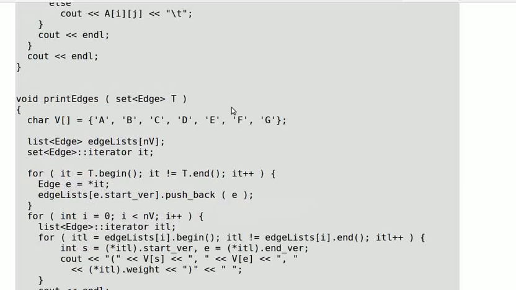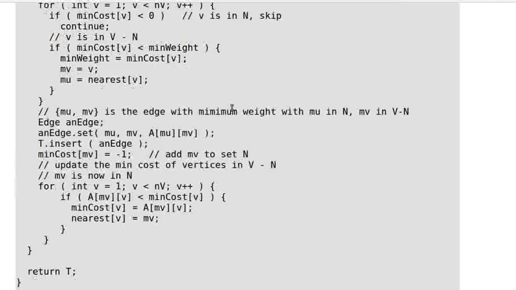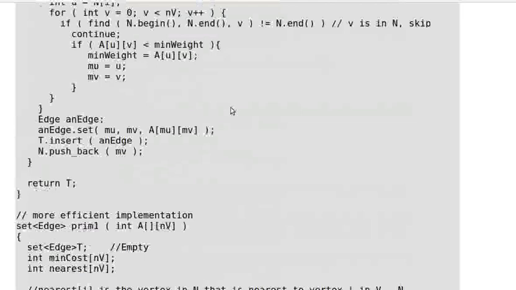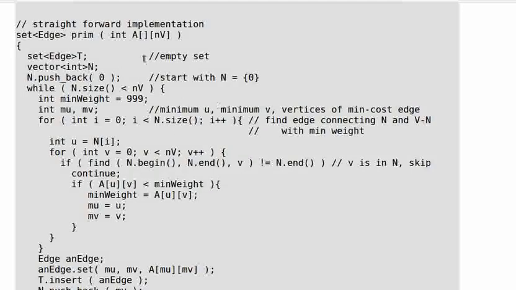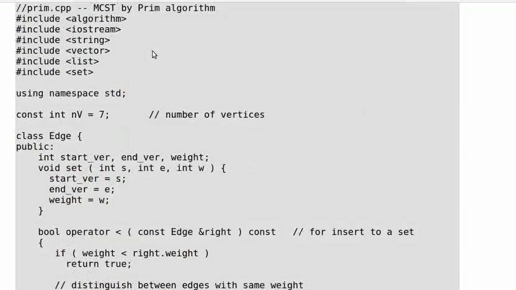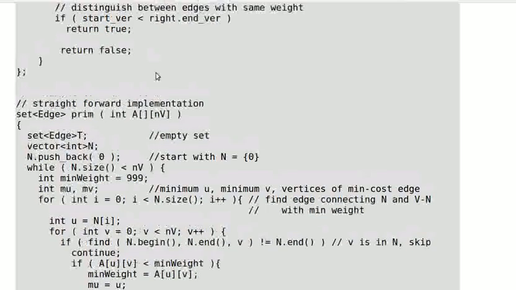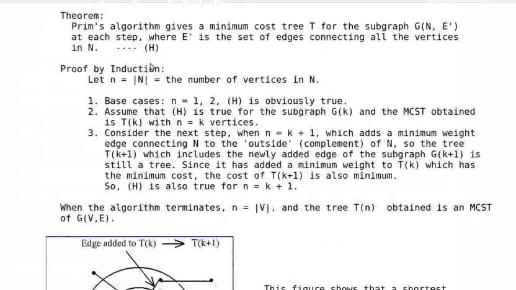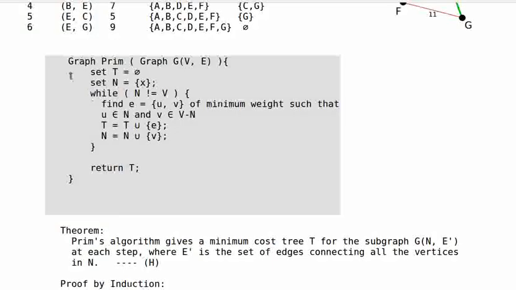And now this is the implementation of Prim's algorithm. This is a straightforward implementation, but not very efficient. So basically, a straightforward implementation of this: we define E of minimum weight such that U is in N, V is in V minus N, and put them in T and N.